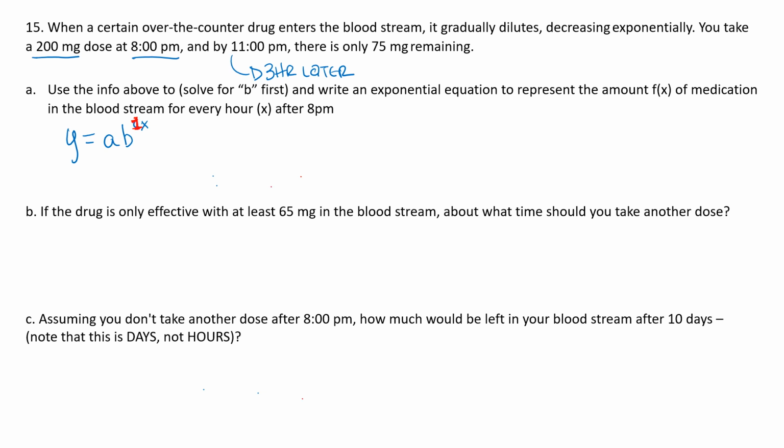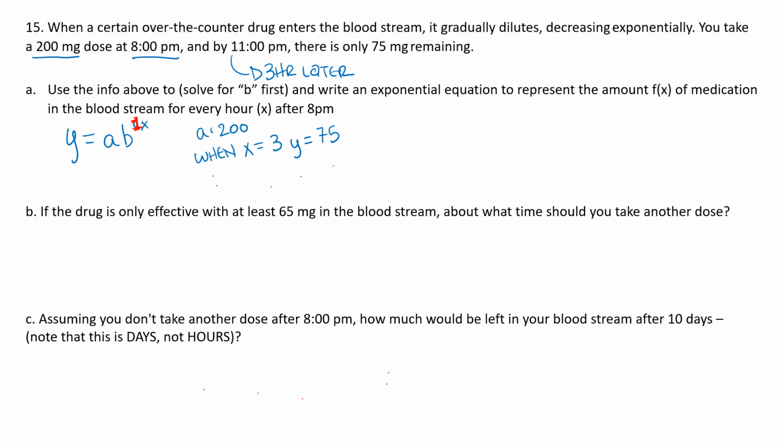So use your information above. What do you know? What could you set up? What do you know in the equation? If you're thinking you know the initial amount, you're correct. The initial amount is 200, so A is 200. What else do you know? Well, let's see. You know that after 3 hours, there's only 75 milligrams remaining. So when x equals 3, y equals 75. And you can use this to set up an equation and solve for your b.